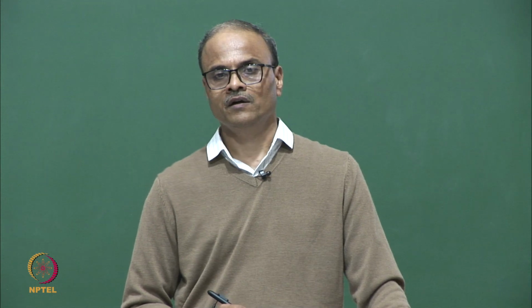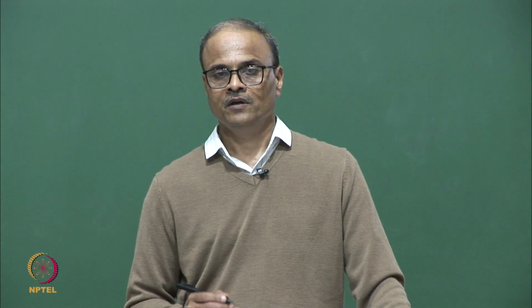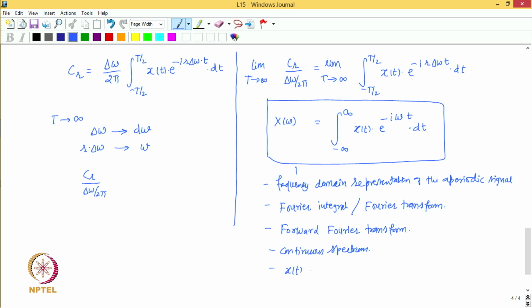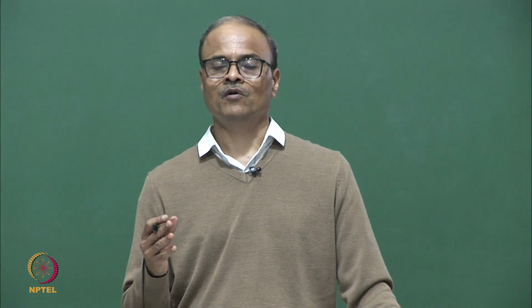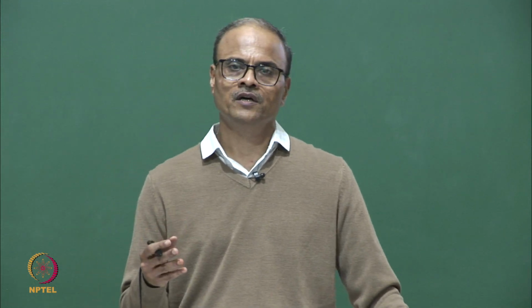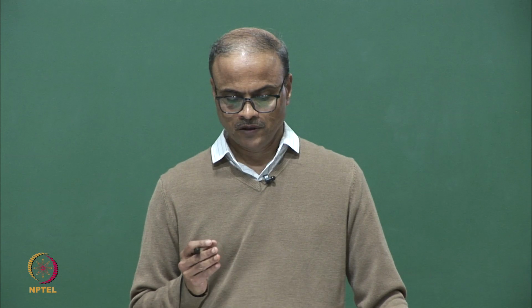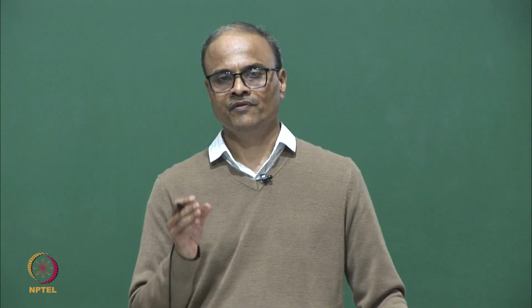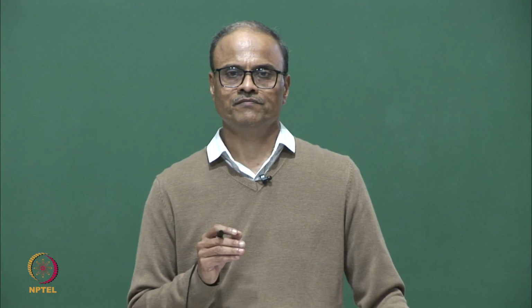And also we should note the units of X of omega. If x of t, let us suppose, has units of displacement, let us say meters, then the units of X of omega would be meters per unit hertz. So, we should understand that X of omega does not give us the amplitude of discrete frequency components directly. We can obtain the discrete frequency components from X of omega by multiplying X of omega by the frequency resolution of the discrete frequency spectrum.